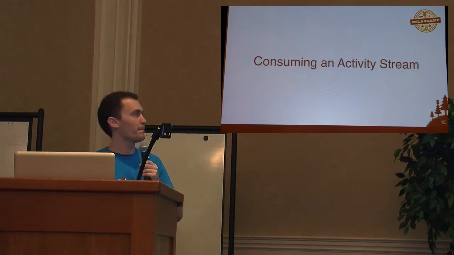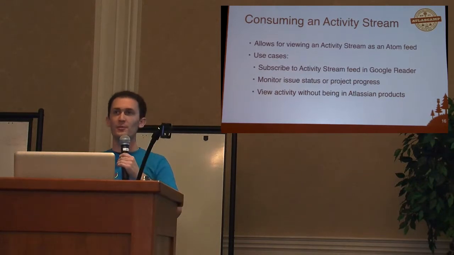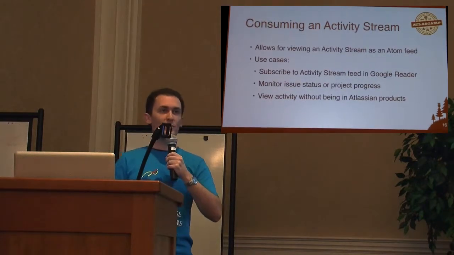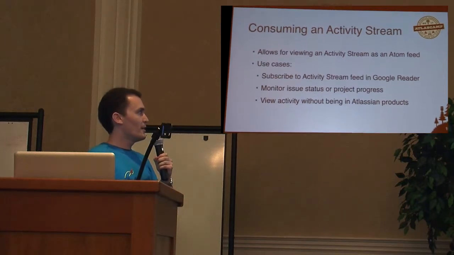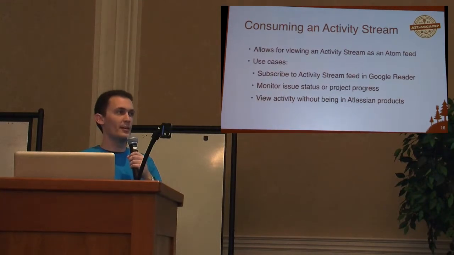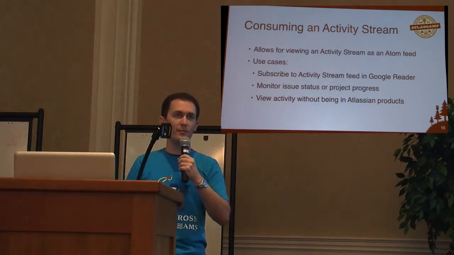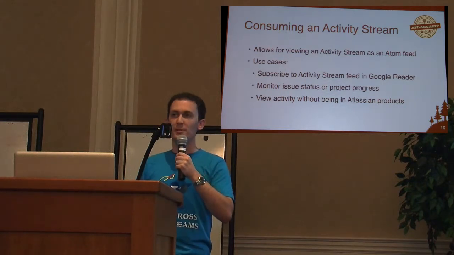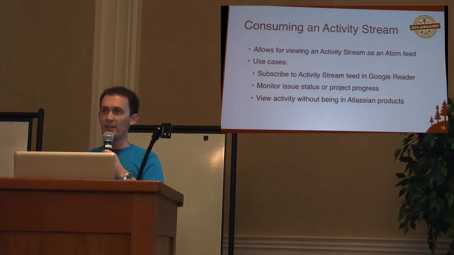All right, so activity streams are great, but what happens if you don't want to use the actual UI provided to you on your Jira dashboard or elsewhere? What happens if you just want to consume the activity stream and do with it as you will? Consuming an activity stream allows you to view your activity stream as an Atom feed. You might want to do this if you would like to subscribe to your feed in Google Reader or any other feed reader. Maybe you want to monitor issue status or project progress, or perhaps even monitor your company's activity without ever going to your Atlassian product.